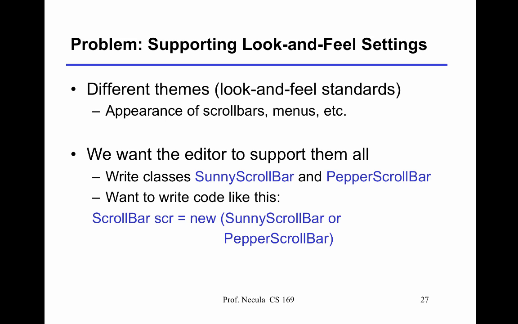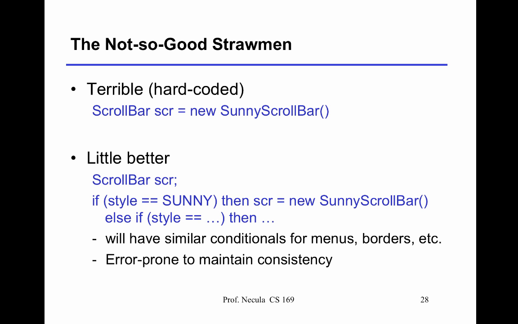Now, of course, this is one construct that is not allowed in most languages. Definitely not in statically typed languages. Essentially choosing dynamically the class that you instantiate. You cannot do this in Java. The Java compiler will require the name of a class after new, not an expression that evaluates to a class. So what do you do? Well, of course, you don't want to be writing new Sunny scroll bar in your code because it's just too hard coded. You'd probably write something like this. If style is Sunny, then you create the Sunny scroll bar. Otherwise, if style is Pepper, then another scroll bar.